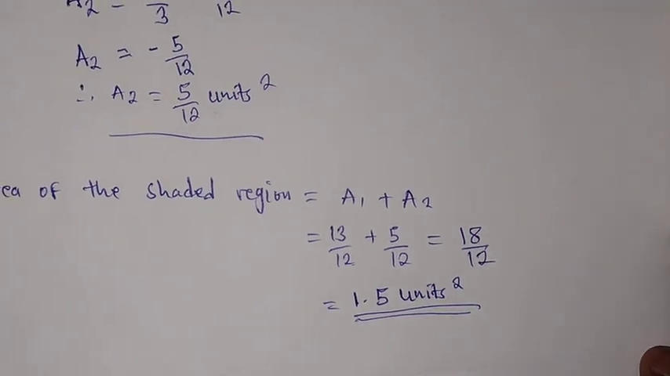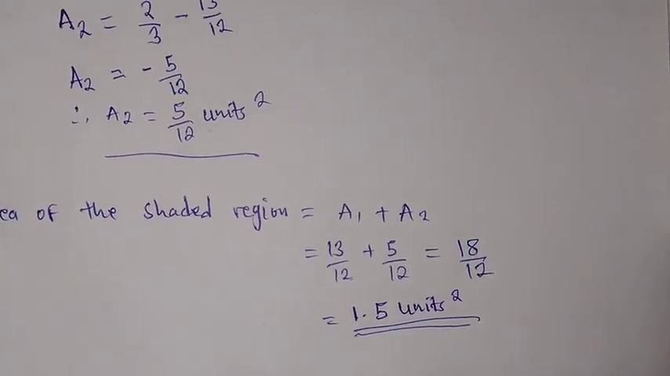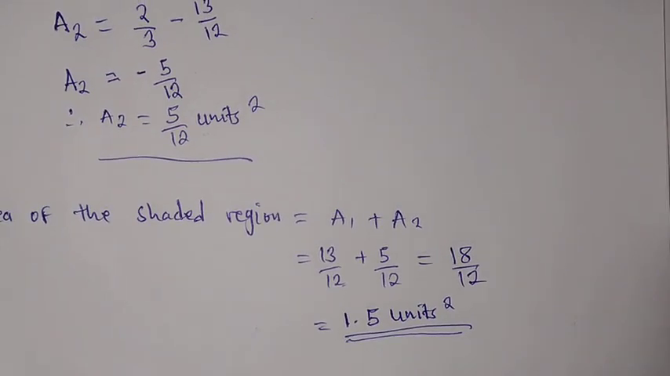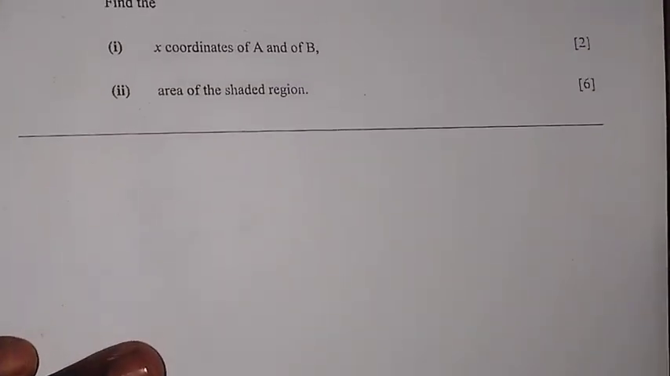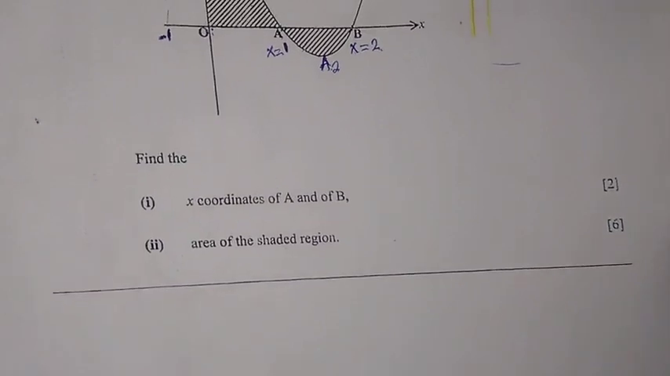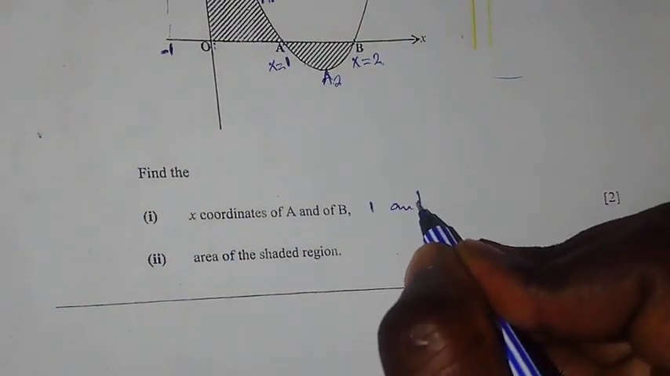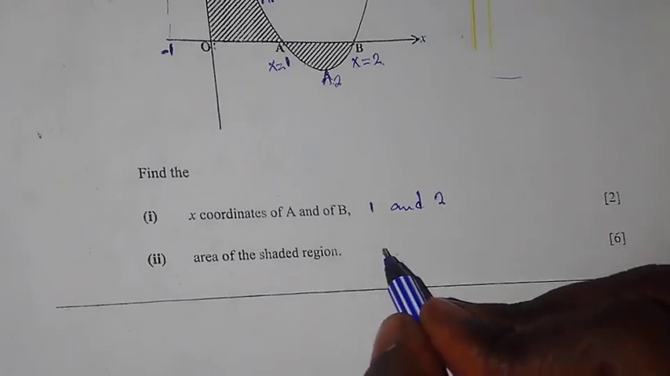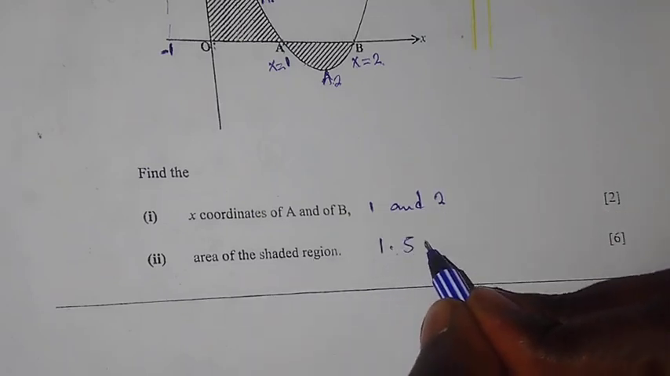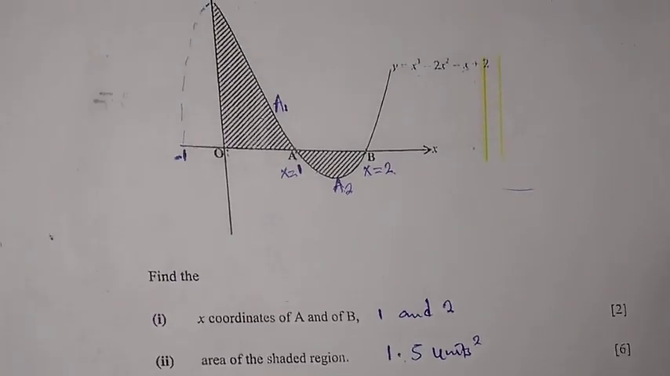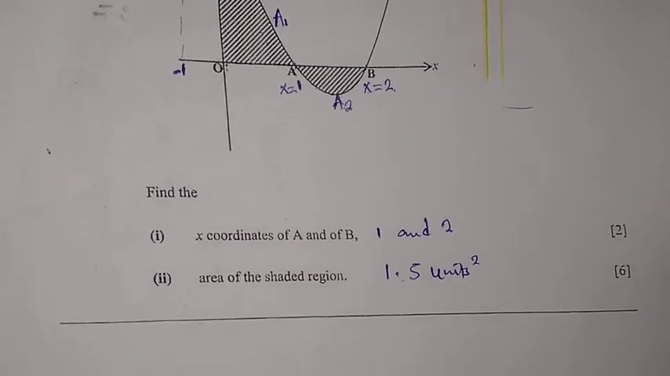So we have come to the end of our presentation. If you have any questions, you are free to leave a comment in the comment section. I will be able to respond to you. So this is our question that we have answered. Here the x coordinates, we have said 1 and 2, and the area of the shaded region is 1.5 units square. You can see that this question was carrying 6 marks, this one 2 marks.